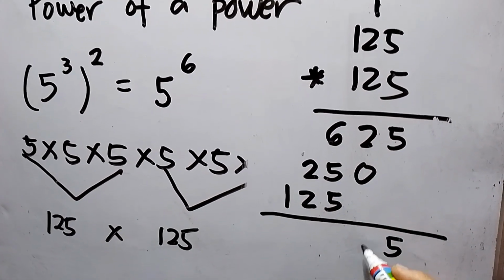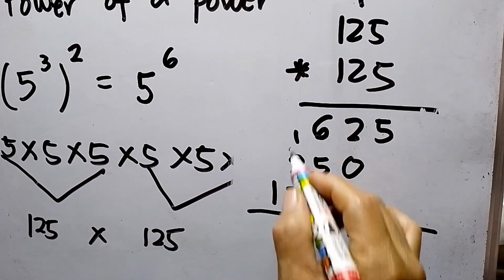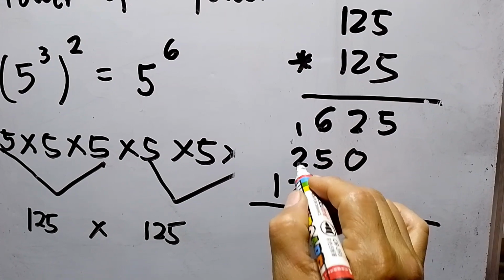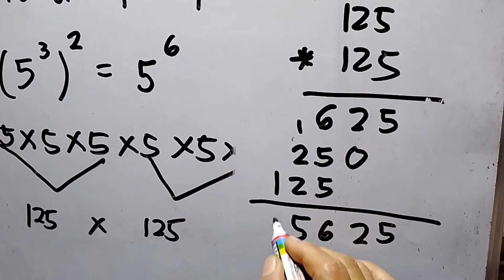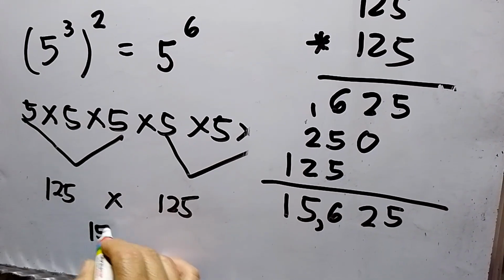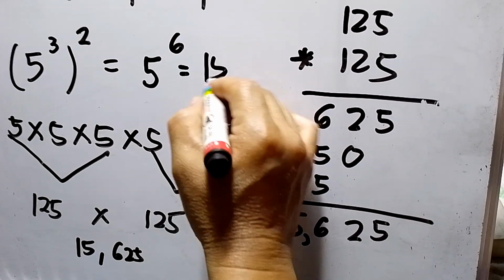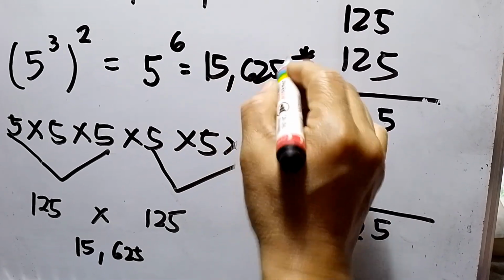So bring down 5, 2. This is 16, carry 1. 1 plus 2 is 3, plus 2 is 5. And then 1. So I have here 15,625. And this will be 15,625. Next example.